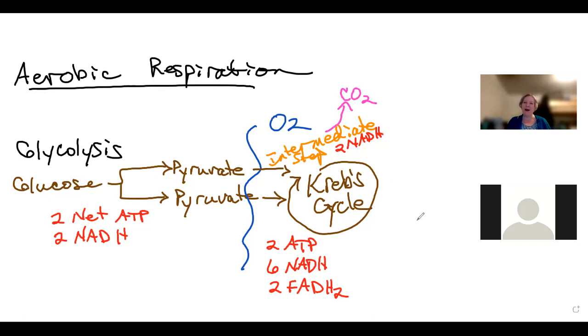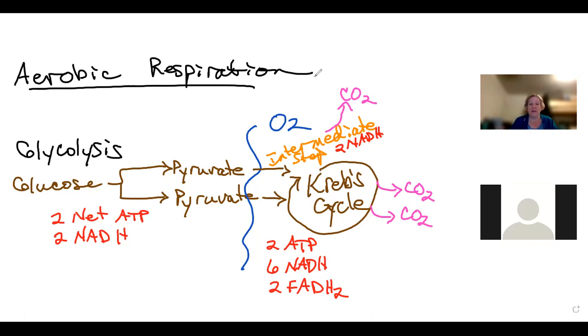But this is why, as humans, we need to exhale, getting rid of CO2 that's coming from aerobic respiration. Okay, and when we're talking about microbes, they get rid of the CO2 as well. It's just they don't have lungs, it just diffuses out of the cells and into the surrounding medium. Okay, now on the Krebs cycle, we're going to lose 2 CO2s, okay?